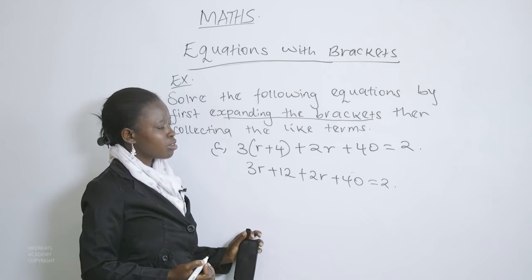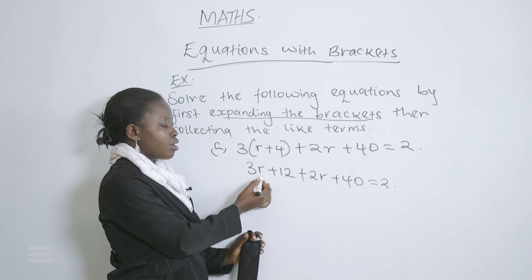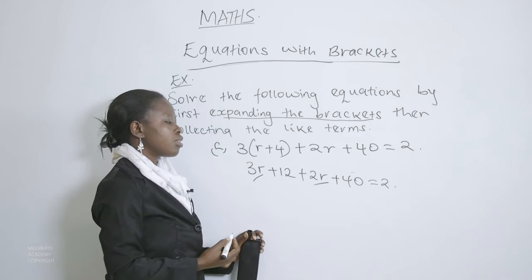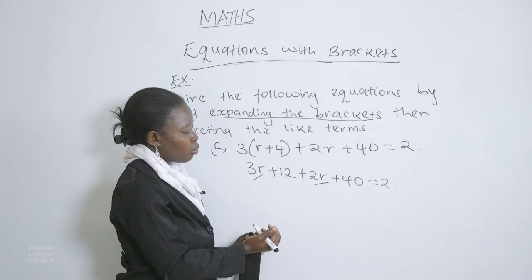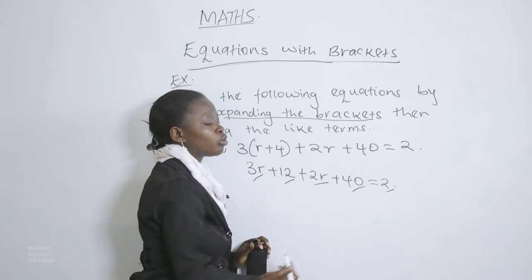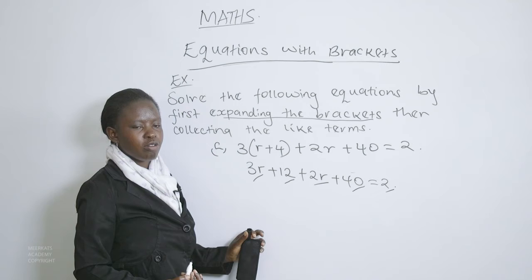So what are like terms in this equation? The like terms, we have 3r and 2r. Those are like terms. Then the other group of like terms, we have 12, 40, and 2. Those are the other group of like terms.